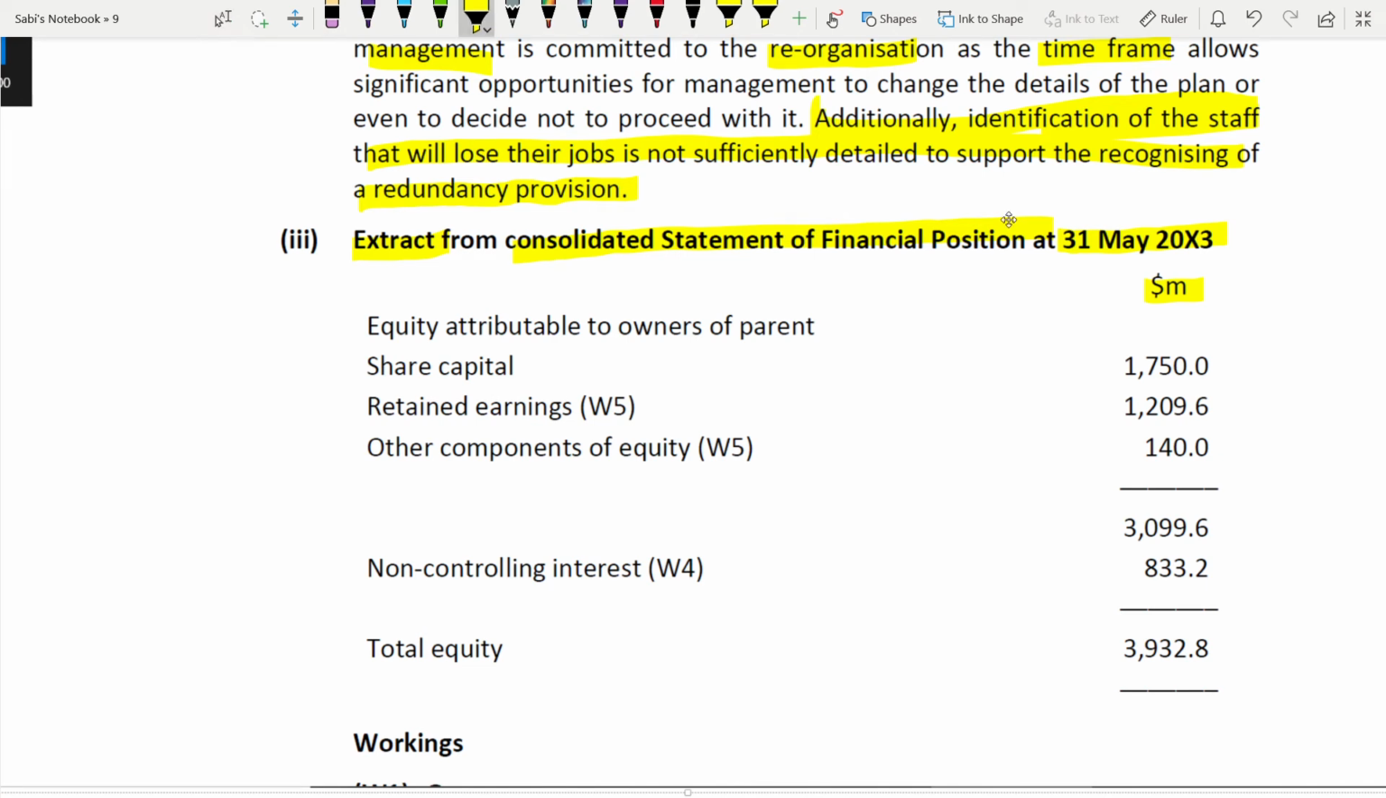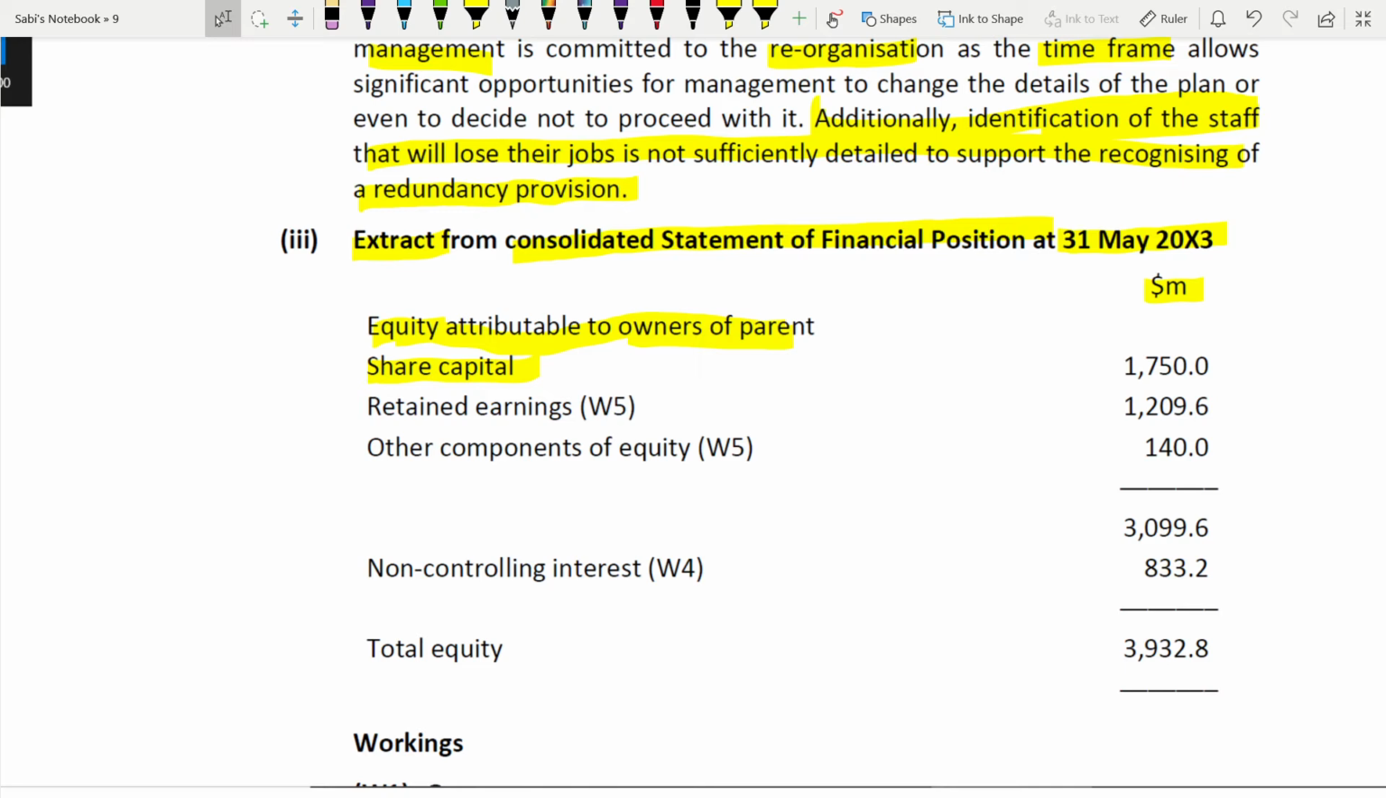See, equity. Equity what? To the owners of the parent. Only the owners of the parent equity section you have to get. Then under that, share capital. Okay, so this is like the heading.